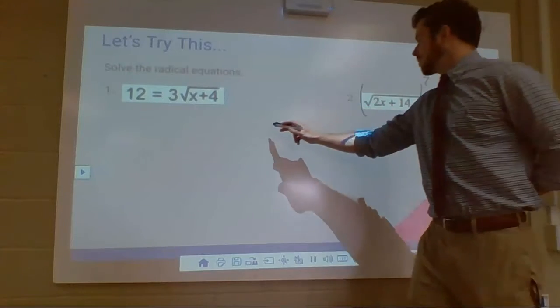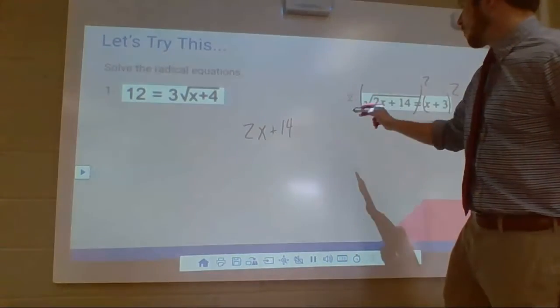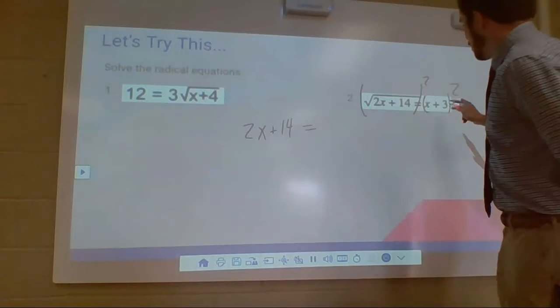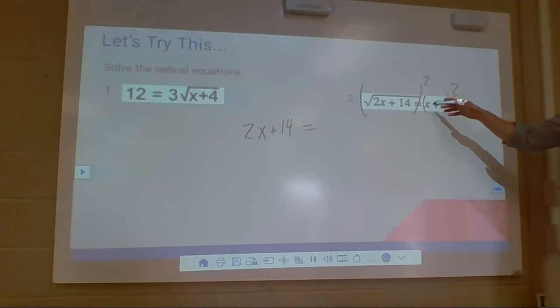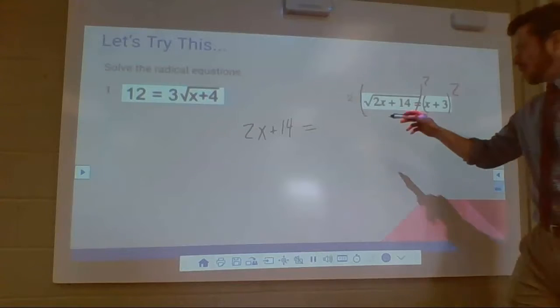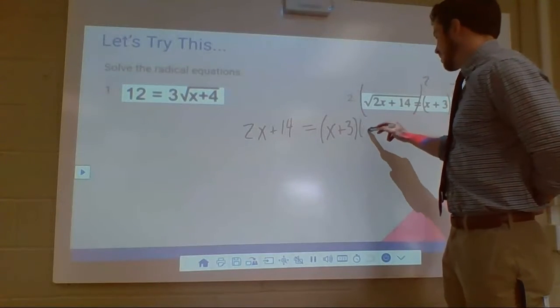And that's going to give me 2x plus 14. That's going to get rid of the radical. But we have x plus 3 squared. Now, remember, we don't just say x squared and 3 squared. We're not going to say this is x plus 9. We're not going to say this is x squared plus 9. No, we need to expand it out. We have to say x plus 3 times x plus 3.